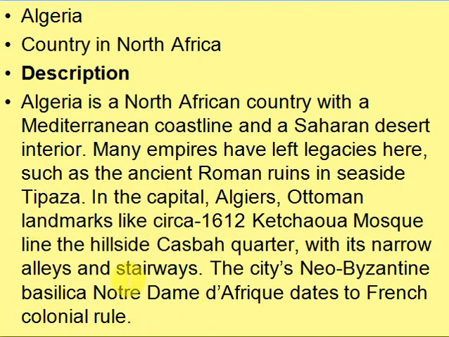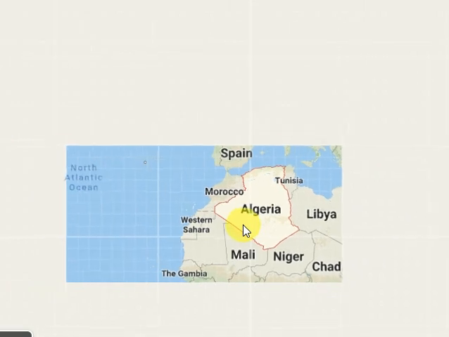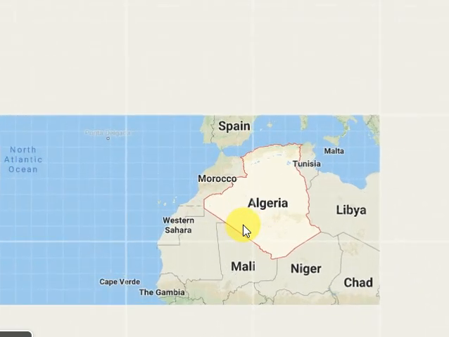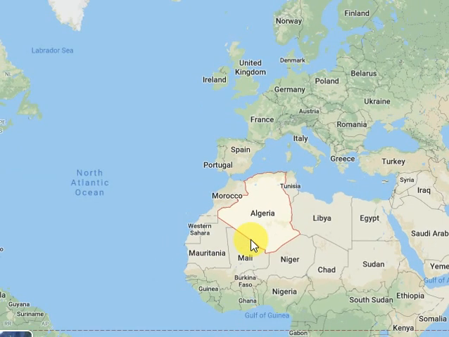Let us see the map. So here is Algeria. Geographically, you see a country near the Mediterranean, with bordering countries Spain, Libya, Egypt, Niger, and Mali. All these are the neighboring countries. So if you have a look at the map, you will find it is at the top of Africa, the African country Algeria.